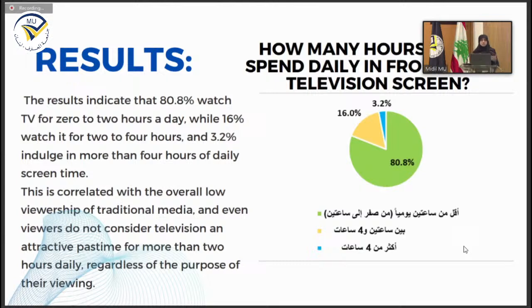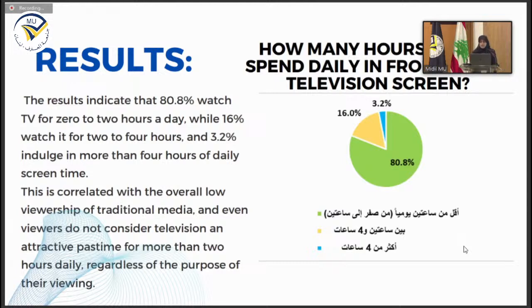Because 62.4% are those who watch TV. The results indicate that 80.8% watch TV for 0 to 2 hours, while 16% watch it between 2 and 4 hours, and 3.2% indulge in more than 4 hours of daily screen time.